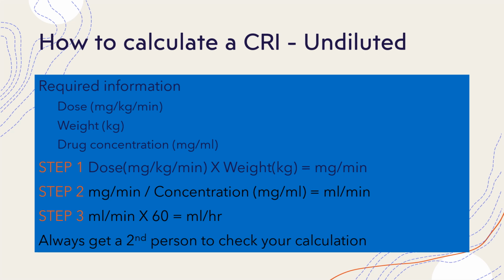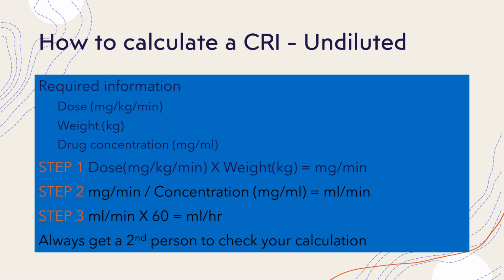So the next step is how to calculate a CRI, and this is for the undiluted. The required information you need is the dose, the weight and the drug concentration. You need to remember that you need your dose and your drug concentration in the same unit, so that's either milligrams or micrograms. Step 1 is your dose times your weight, which will give you your mg per minute or your microgram per minute, depending on the unit that you're using.